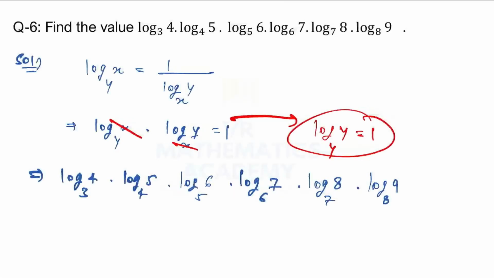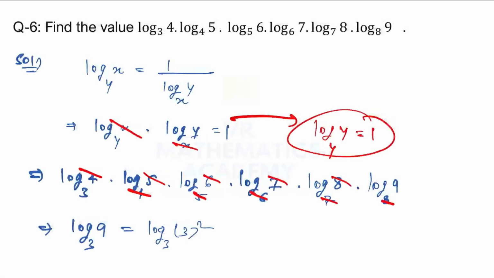So here you can find the pattern, according to that property, that 4 and 4 cancel out, 5 and 5, 6 and 6, 7 and 7, 8 and 8 cancel out. Finally we have only the term log base 3 of 9, and log base 3 of 9 can be written as log base 3 of 3 square, which will be equal to 2.